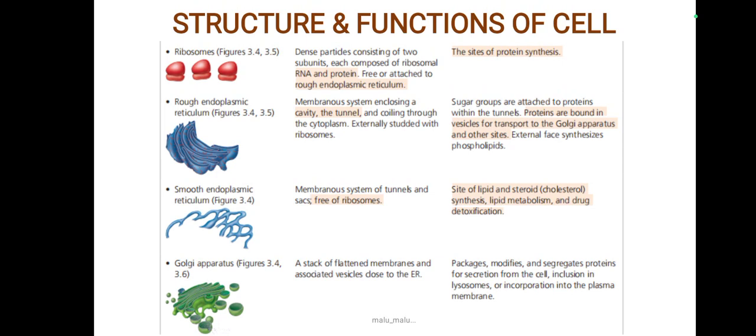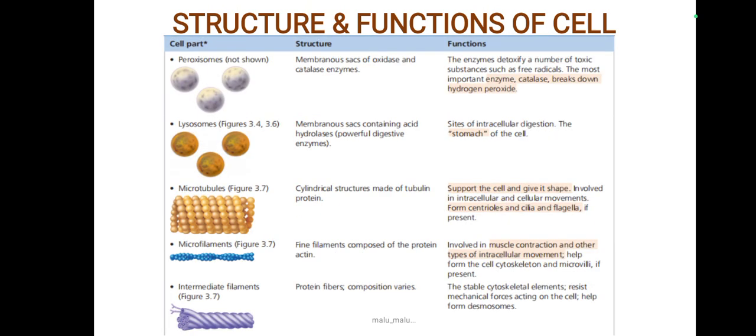Golgi apparatus is a stack of flattened membranes with associated vesicles close to the endoplasmic reticulum. Its main primary function is that it processes, packages, and distributes proteins and lipids. Peroxisomes are membranous sacs of oxidase and catalase enzymes. Their most important function is enzyme catalysis and breaking down hydrogen peroxide. Lysosome contains digestive enzymes to break down waste materials and cellular debris. So this is known as the stomach of the cell.